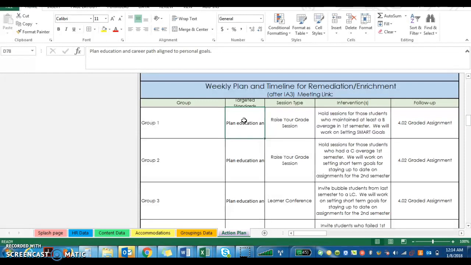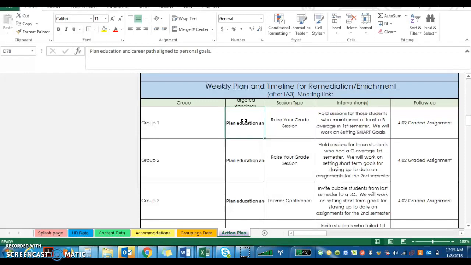I've got Raise Your Grade sessions and learner conferences throughout, as part of my plan for interventions. For Group 1 in Week 1, I'm going to hold Raise Your Grade sessions for those students who had at least a B average in the first semester. So we're going to work on setting goals that are SMART.